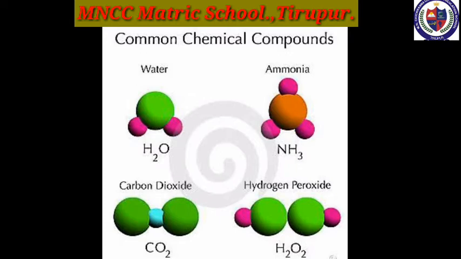A compound is a pure substance which is formed due to the chemical combination of two or more elements in a fixed ratio by mass. The properties of a compound are different from those of its constituents. For example, in water, two hydrogen atoms combine with one oxygen atom to form a compound. In ammonia, three hydrogen atoms combine with one nitrogen atom to form a compound.